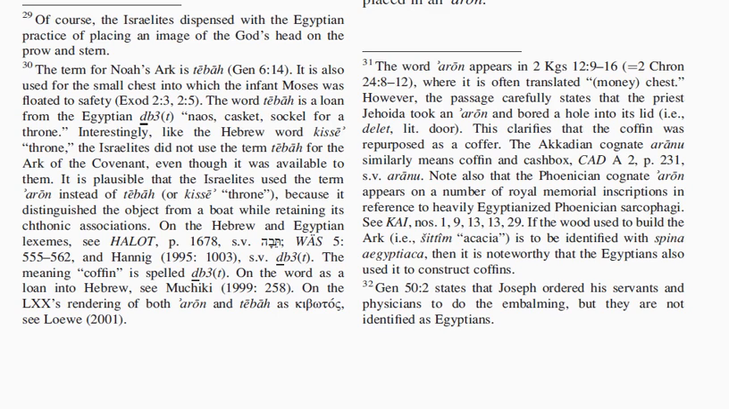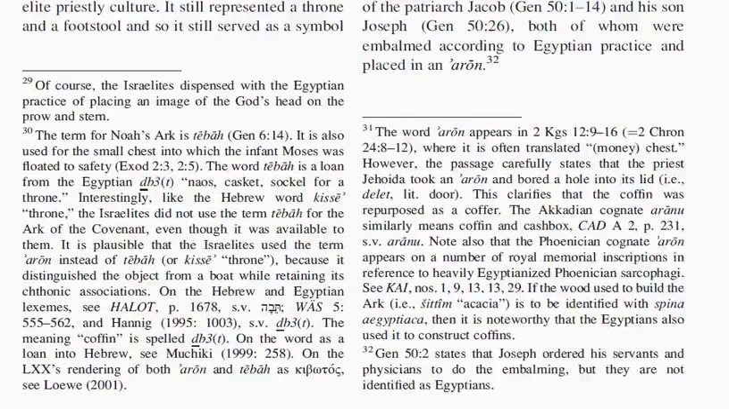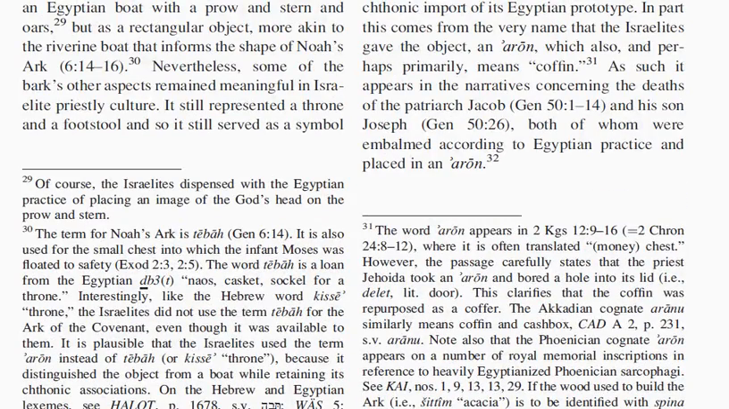Note also that the Phoenician cognate, Aron, appears on a number of royal memorial inscriptions in reference to heavily Egyptianized Phoenician sarcophagi. If the wood used to build the ark, i.e., shittim acacia, is to be identified with Acacia aegyptiaca, then it is noteworthy that the Egyptians also used it to construct coffins. End of footnote.